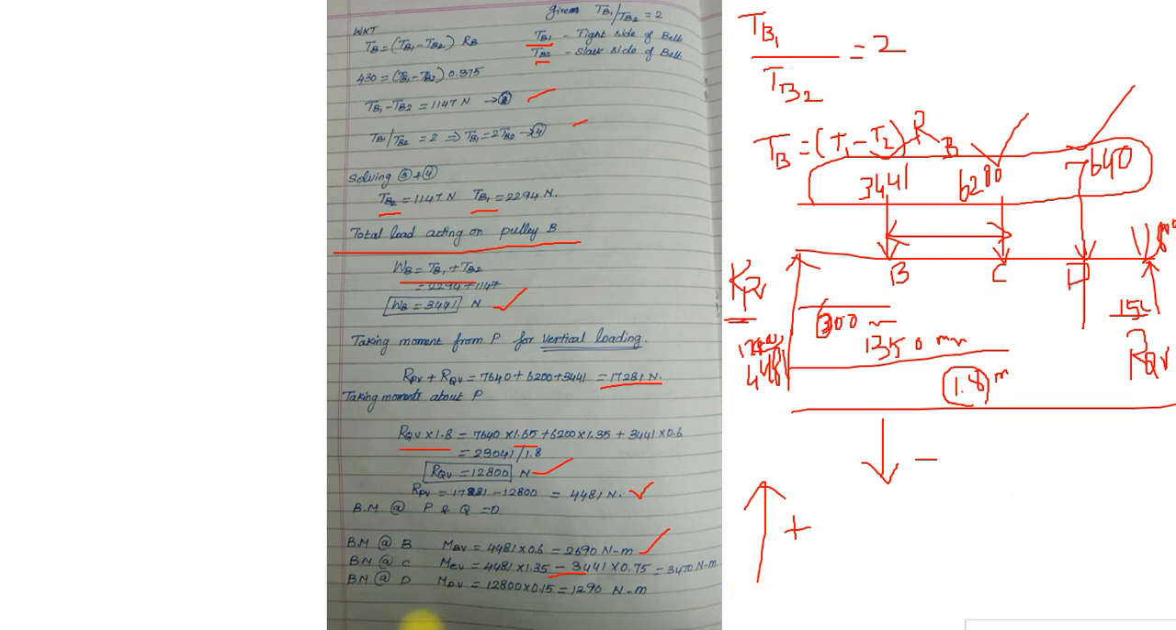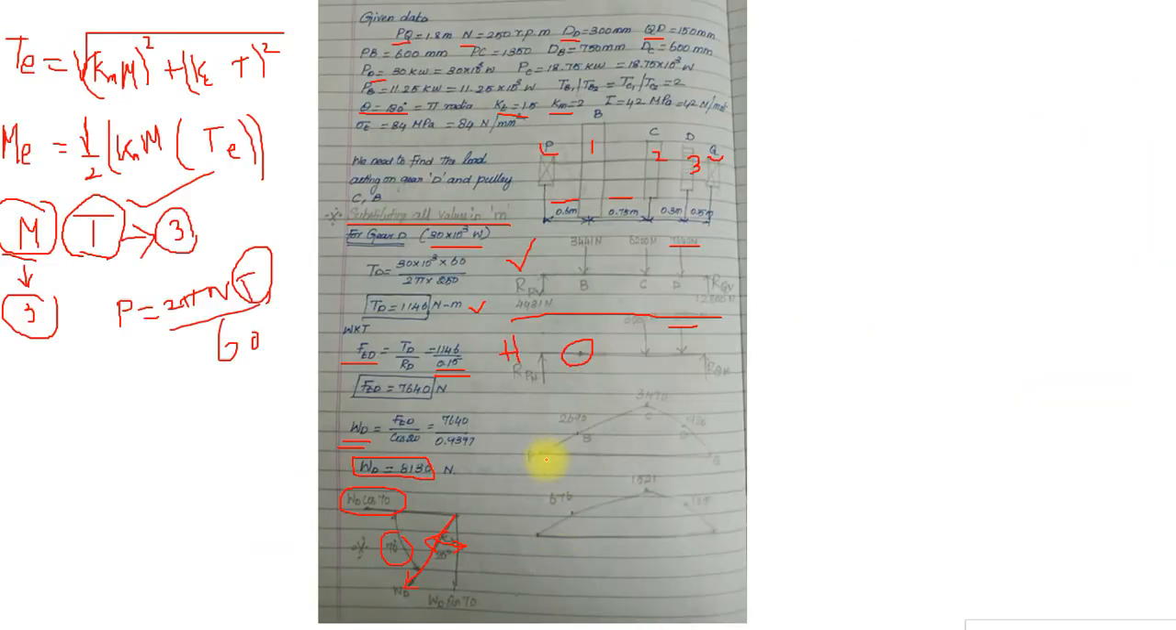Finally, for the moment at D, I use the reaction at Q, which is 12,800. You can see here the reaction at Q is 12,800. The distance from D to Q is 0.15. I use that 0.15 and find the moment value. Once I find the moment values, I directly draw the moment diagram: moment at B, moment at C and moment at D.